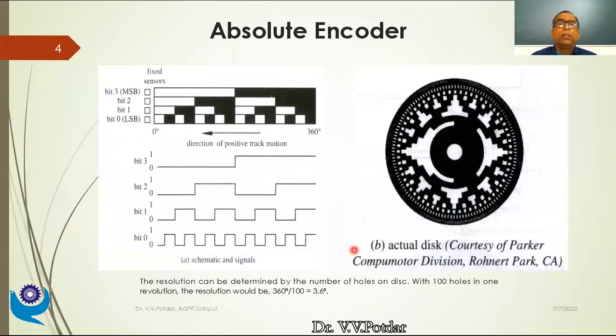So this is how this absolute encoder helps us in sensing and transducing the position signal into an appropriate digital signal. The resolution can be determined by the number of holes on the disk. With 100 holes in one revolution, the resolution would be 3.6 degrees. You can just divide this 360 degrees by the number of holes, so that is the positional accuracy I can measure. So that would be the resolution. We have seen the static performance characteristics. That would be the resolution of this absolute encoder.